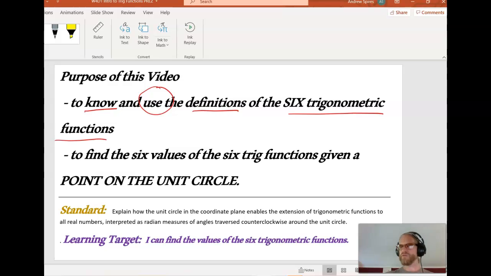Can you use it? Yes. Given a triangle, you can find those things. Find 6 values of the trig functions given a point on the unit circle. We'll practice more of that. But if you're given a point x, y, you can find the 6 trig functions. So we will do more with this in class.